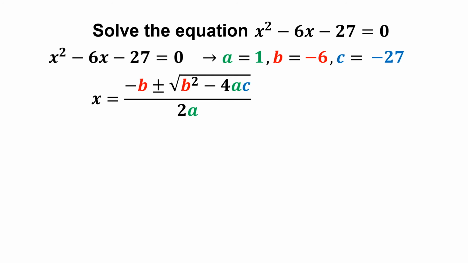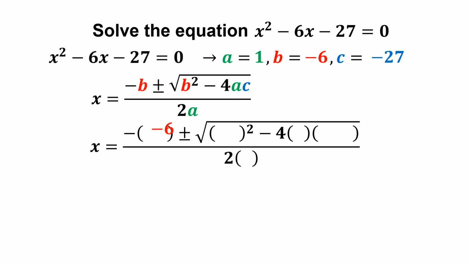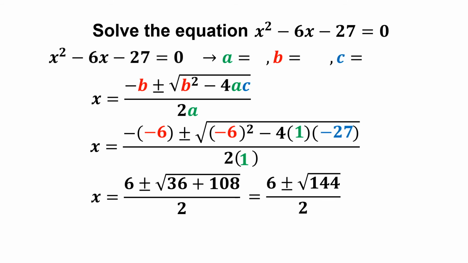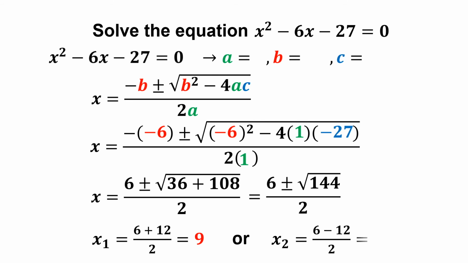Let's write the formula for easy reference. Now, we substitute the values of a, b, and c to the formula. Evaluate the resulting numerical expressions. Simplify them to find the values of x. And there you have it. The roots of x squared minus 6x minus 27 is equal to 0 are 9 and negative 3.